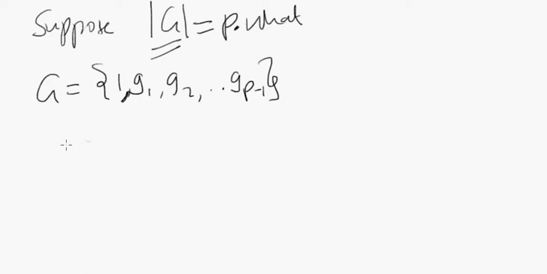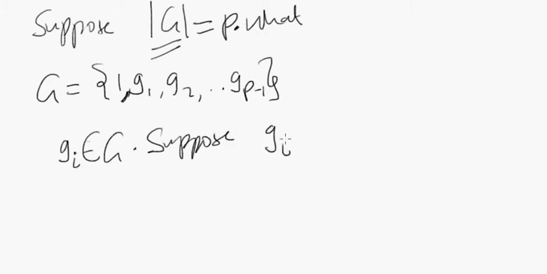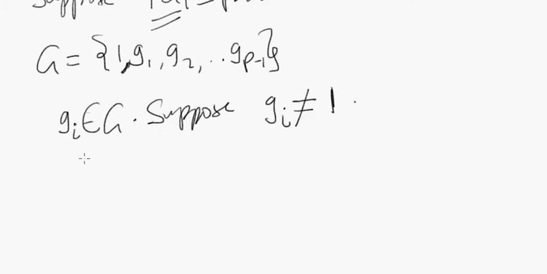Suppose we got g_i, an element of G. And we're going to suppose that g_i is not equal to the identity. So we're picking some non-identity element in the group. Well, what are the possible orders of g_i?